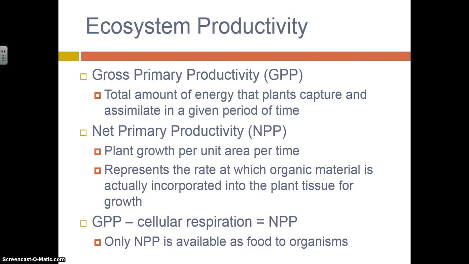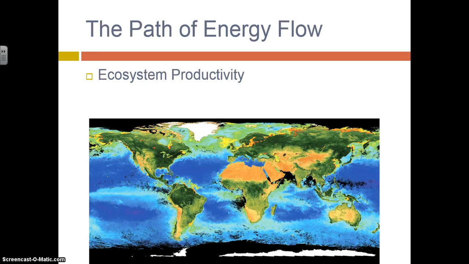So gross primary productivity, all of the photosynthesis that's happening, minus the cellular respiration, and you get total net primary productivity. This picture represents where we have the most and the least primary productivity. Where the earth is greener, that is where you have significantly more primary productivity happening.